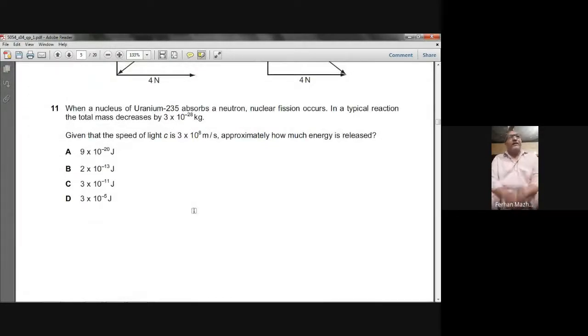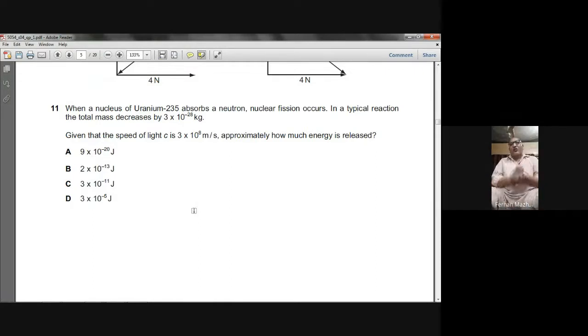When a nucleus of uranium 235 absorbs a neutron, nuclear fission occurs. In a typical reaction, the total mass decreases by 3 × 10^-28 kg, given that the speed of light c is 3 × 10^8 meters per second. Approximately how much energy is released?